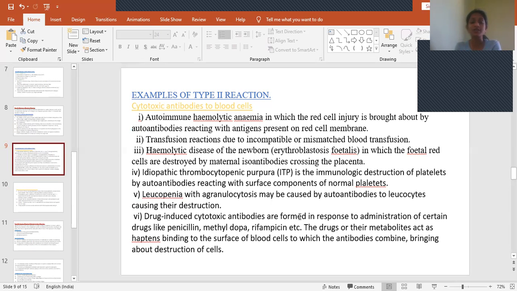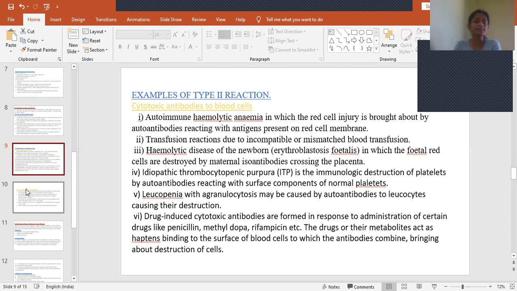And drug induced cytotoxic antibodies are formed. When using certain drugs like penicillin, methyldopa, rifampicin, when that drug undergoes metabolism, it releases certain metabolites. These metabolites act as haptens. Haptens will not directly involve in immune reactions. Once they combine with any other antigen, it will cause an immune reaction. That is called drug induced cytotoxic antibodies.